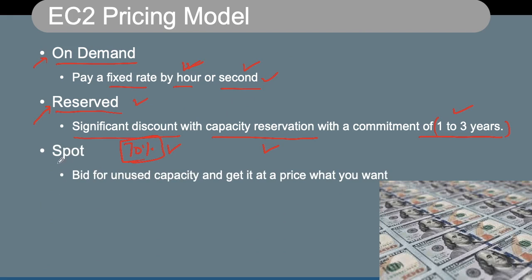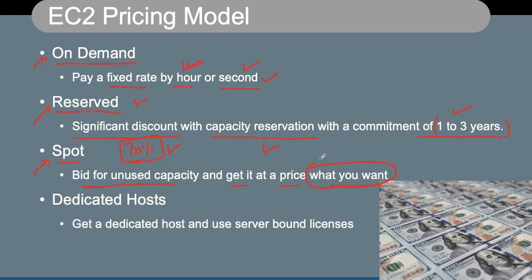Spot instances: typically you will bid for the unused capacities and get it at the price you want. If you need very heavy processing capabilities which you cannot afford in on demand and reserved, you can bid for those unused capacities and use them only if they are available. This is where we use the spot pricing mechanism. Spot instances don't guarantee that you will be able to use them, but if they are available, you can use them at the price you want. So you can bid your price and use them whenever they are available at that price point.